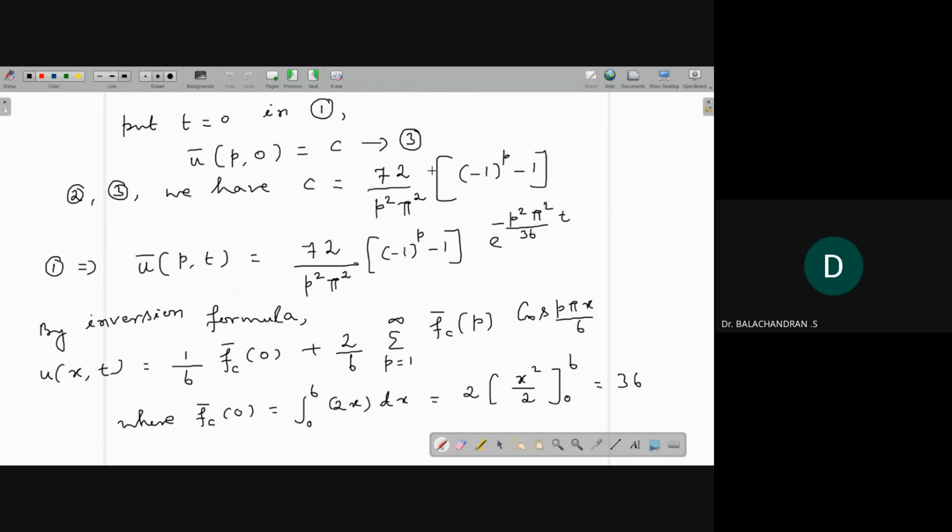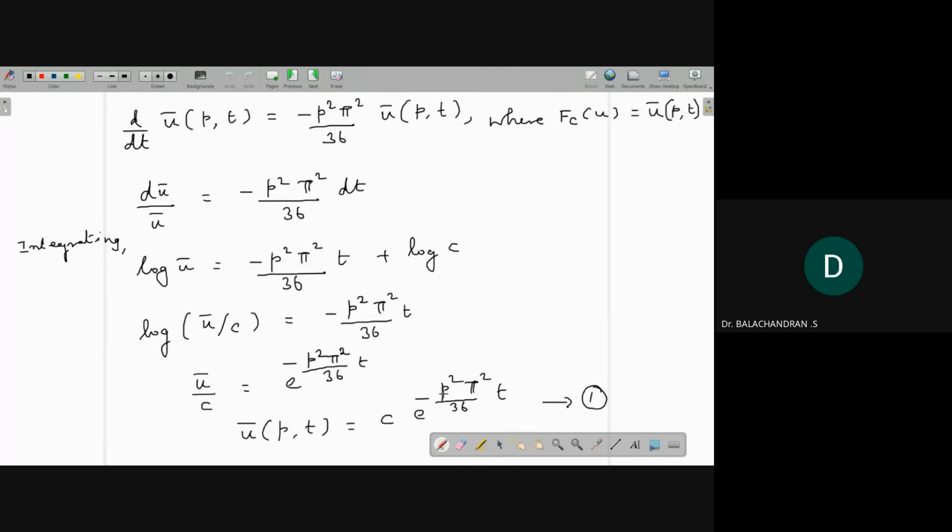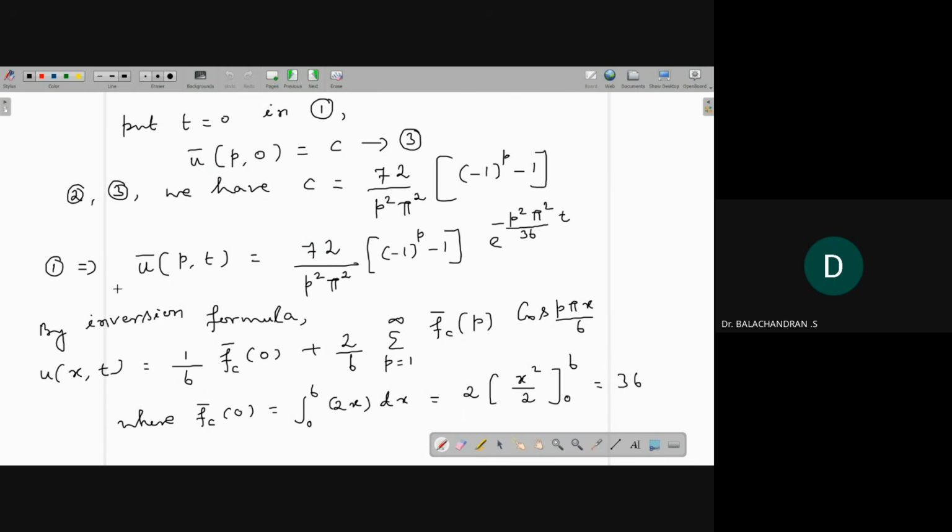Once you get the value of C, go directly to equation 1. So what is equation 1? U bar of p comma t is equal to C into e power minus p square pi square by 36 into t. Substitute the value of C here in equation 1. So U bar of p comma t is equal to 72 by p square pi square into minus 1 whole power p minus 1 into e power minus p square pi square by 36 into t.